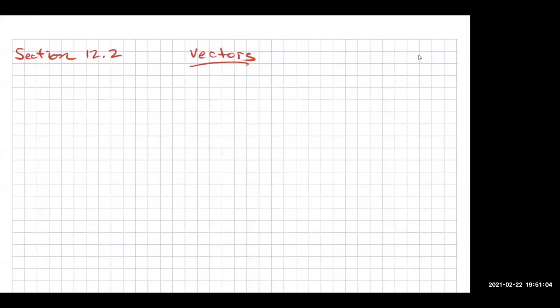Okay, so we're doing vectors in 12.2. I think most of you know the idea of what a vector is, but it's the funniest definition. They call a vector a quantity, which to me is not a quantity, but more of a geometric idea. But they say it's a quantity with both magnitude and direction.